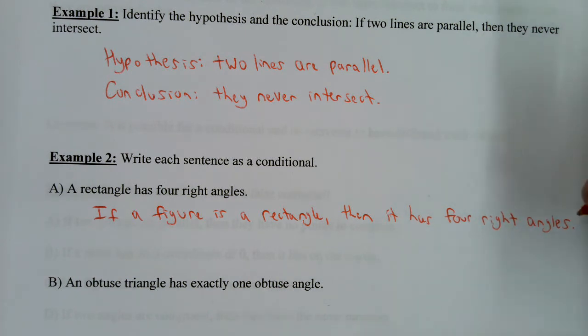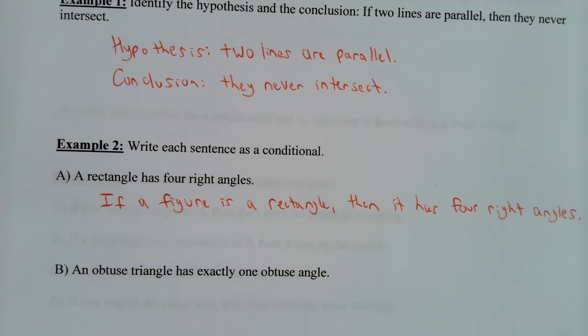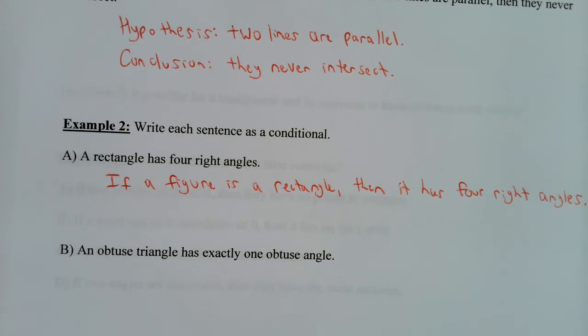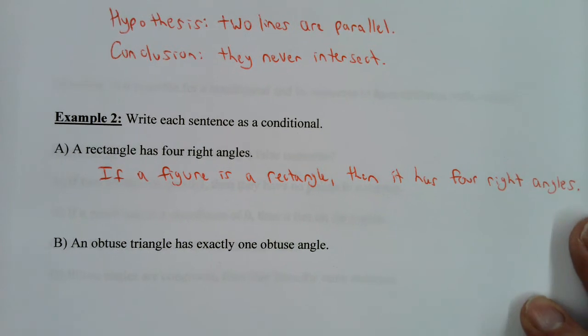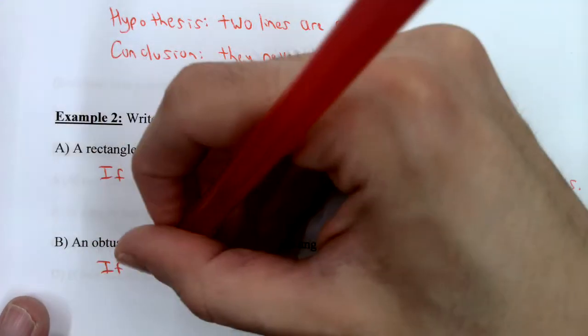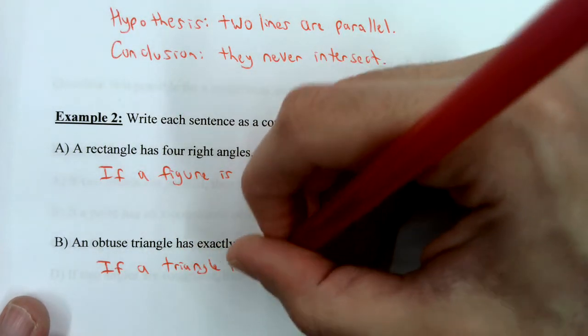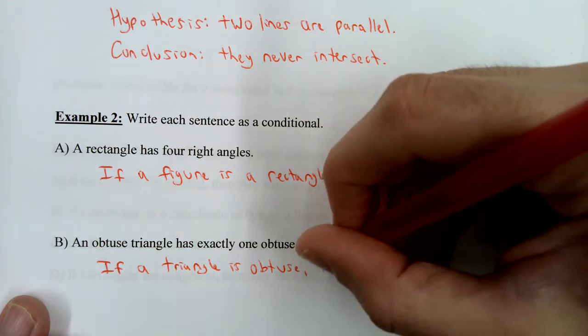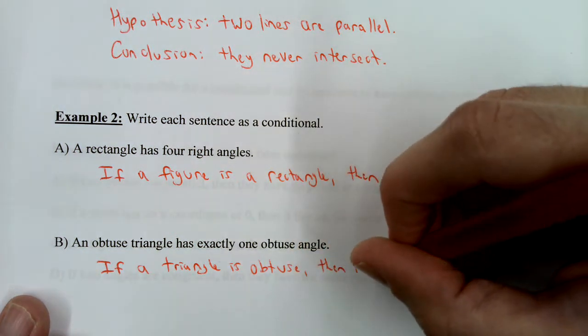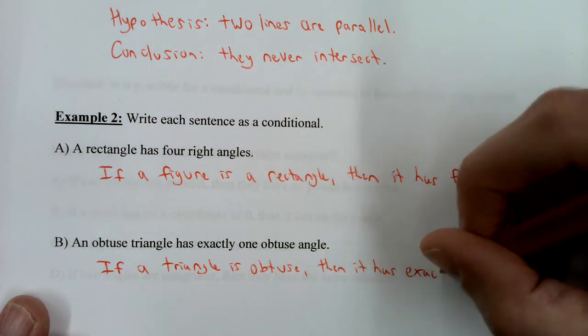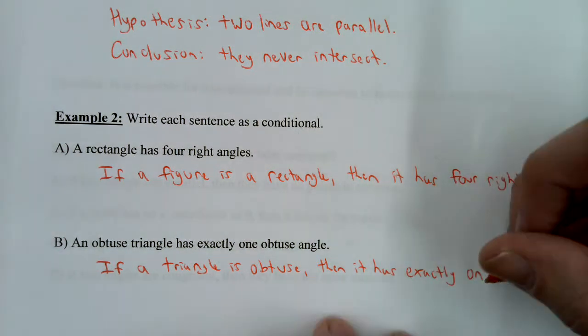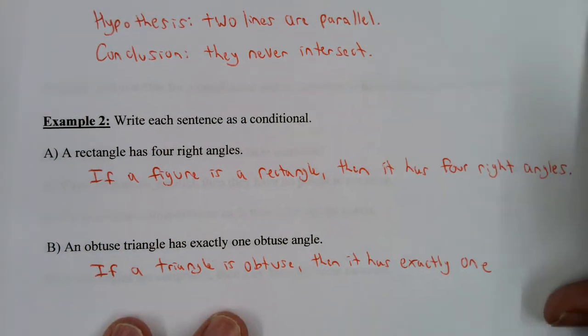Okay. Part B, an obtuse triangle has exactly 1 obtuse angle. Just make sure your sentences sound good. I'm going to say if a triangle is obtuse, then it has exactly 1 obtuse angle.